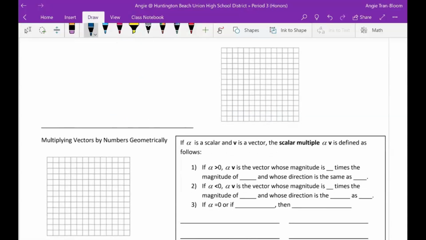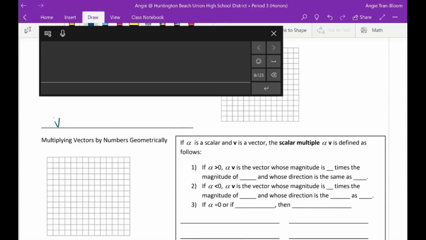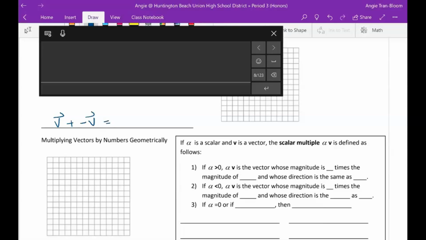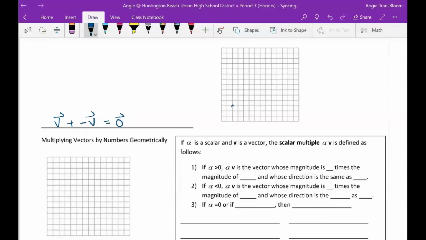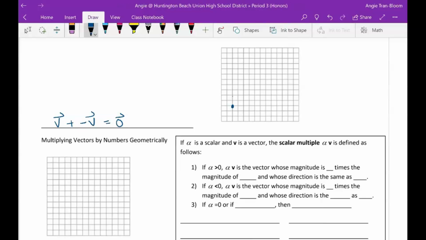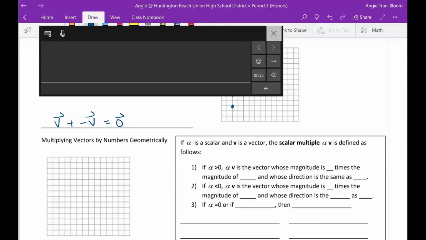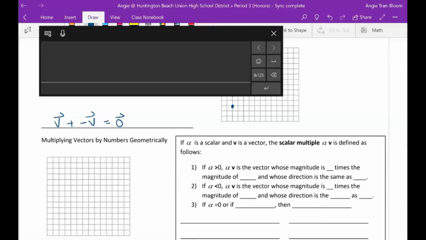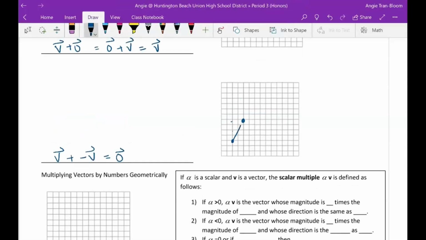Last one, here we go. What if you add vector V to its negative vector? Then you get the 0 vector. The negative vector is the opposite direction. Let's go up 4 and then over to the right 2. Okay. There you go. Let's call it vector V.